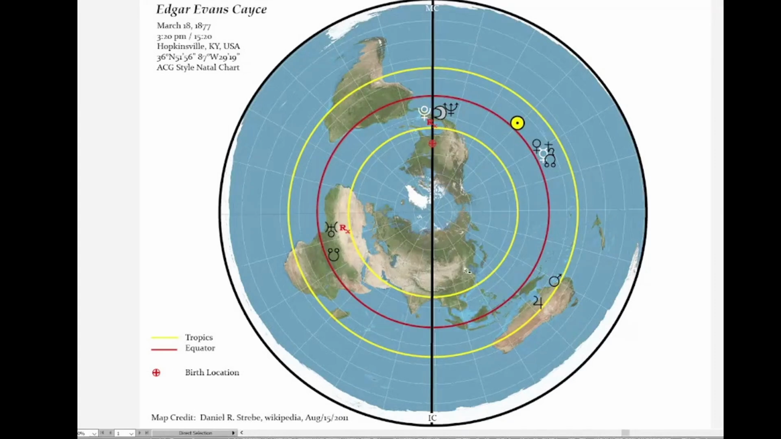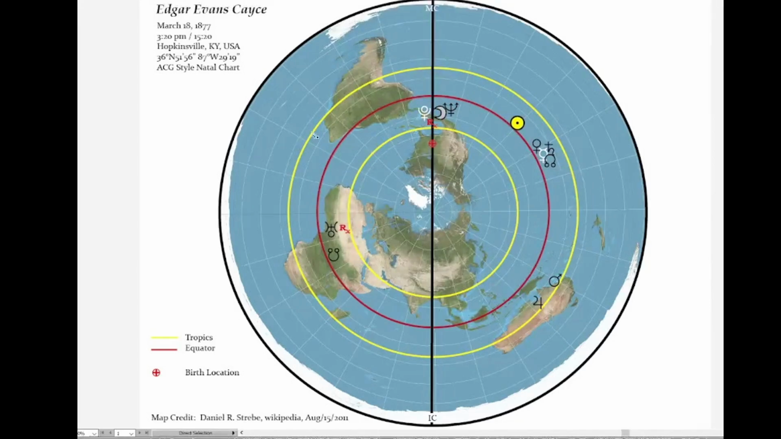So what we have here is this red line is the equator, and then the yellow line represents the tropics. So you have the equator here going around the Earth, and then you have the Tropic of Cancer and the Tropic of Capricorn. So yes, some of the planets do go outside of the tropics on either side, and that's what we call in astrology being out of bounds. So Mars is out of bounds if it's here, or the moon will go out of bounds if it's outside of one of the tropics.